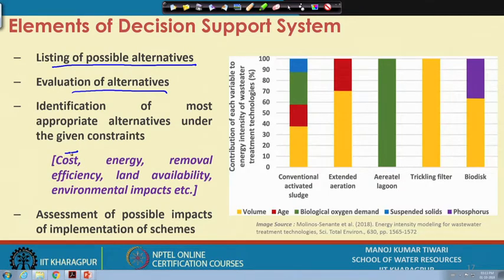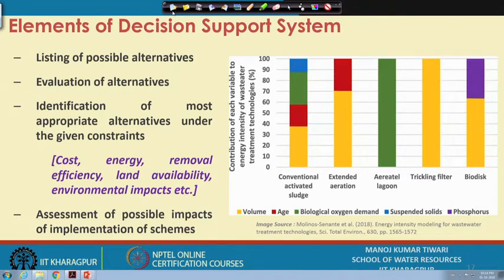So, we can optimize the cost. We can choose the most cost effective treatment scheme, we can choose the most energy effective treatment scheme, we can choose a treatment scheme which is giving you the highest efficiency, we can choose a scheme based on the land availability. Okay. So, which can be achieved in a minimum land, or land footprint could be reduced. It can basically be the environmental impact. So, the environmental impacts could be reduced. So, these could be the various criteria. Based on that we can evaluate the different choices and then come up with sustainable solutions based on the different alternatives available.